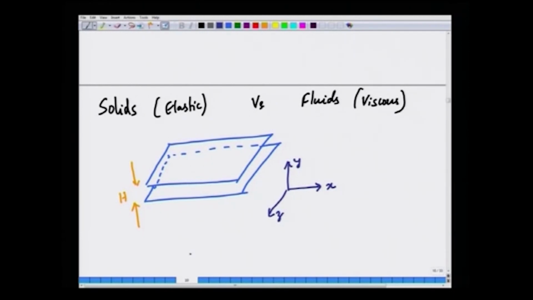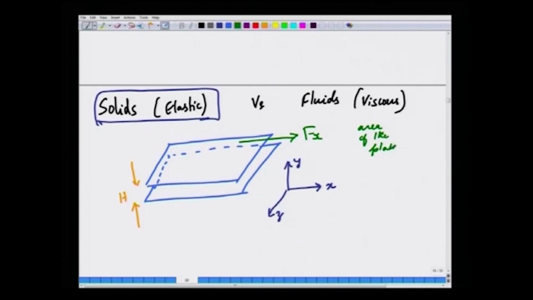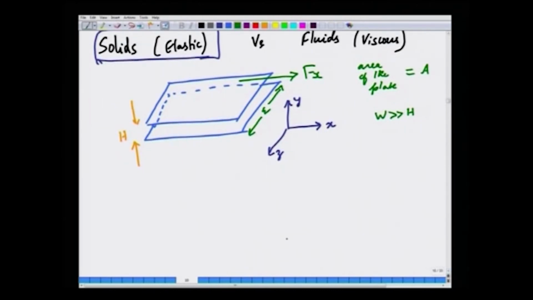Let us first worry about solids. Imagine keeping a piece of elastic solid in between these two plates, and let us apply a force F x in the x direction. Let the area of this plate be A. So, you are applying in essence a stress F x divided by the area on the top plate. Let us further assume that the third dimension W along the z direction is very large compared to h. So, essentially we do not have to worry about any variations in the third direction z.